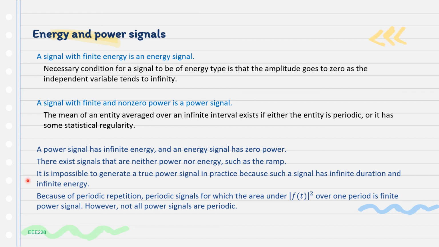The next point is that because of periodic repetition, for periodic signals the area under f squared over one period is finite, so they are finite power signals. Because of this periodic repetition, periodic signals are power signals. But not all power signals are periodic.